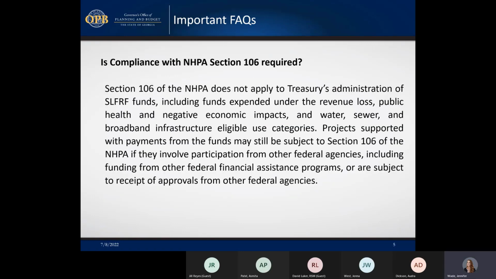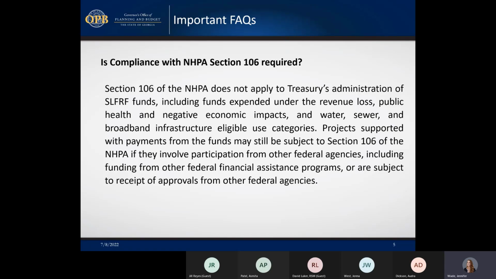Section 106 of NHPA does not apply to Treasury's administration of state and local fiscal recovery funds, including funds that are under the revenue loss, public health, economic impacts, water, sewer, or broadband eligible use categories. However, projects supported with payments from the funds, from other additional funds, may still be subject to Section 106 if they involve participation from other federal agencies, including funding from other federal financial assistance programs, or are subject to receipt of approvals from other federal agencies.